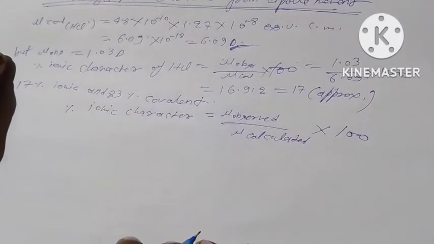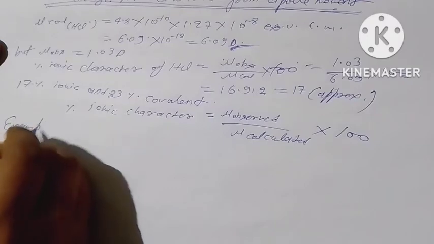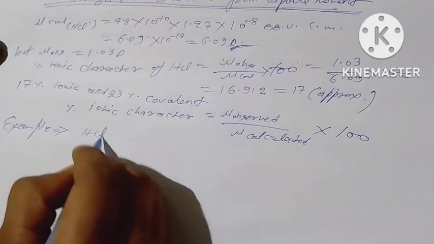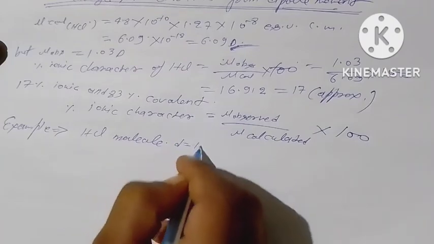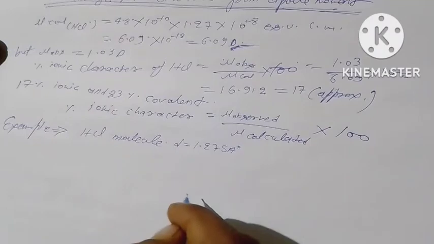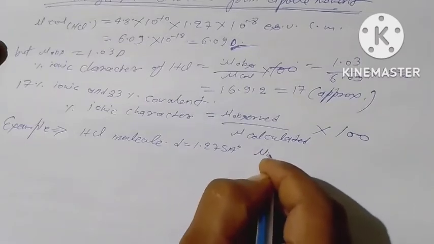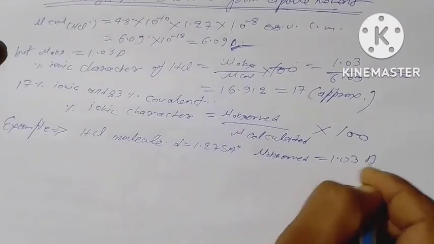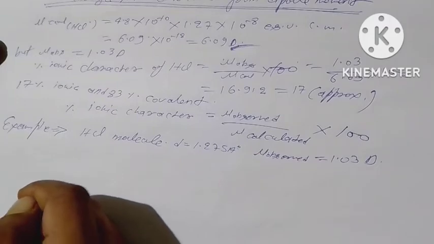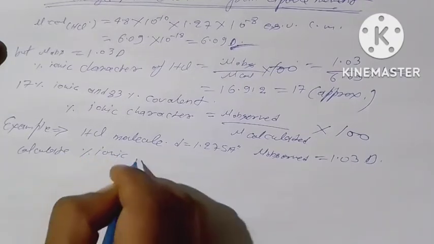As an example, in the HCl molecule, the bond distance d equals 1.275 angstrom, and the observed dipole moment value is 1.03 D. Calculate the percentage ionic character.